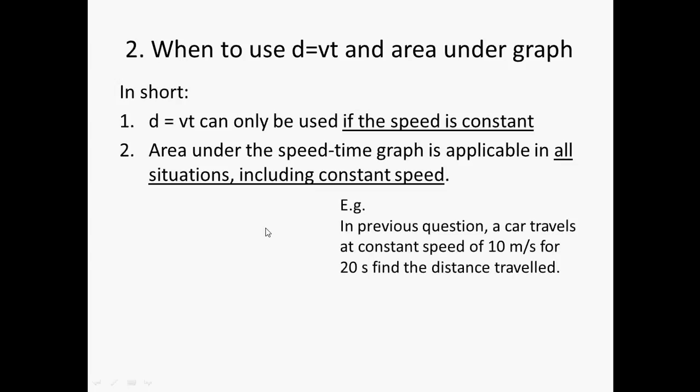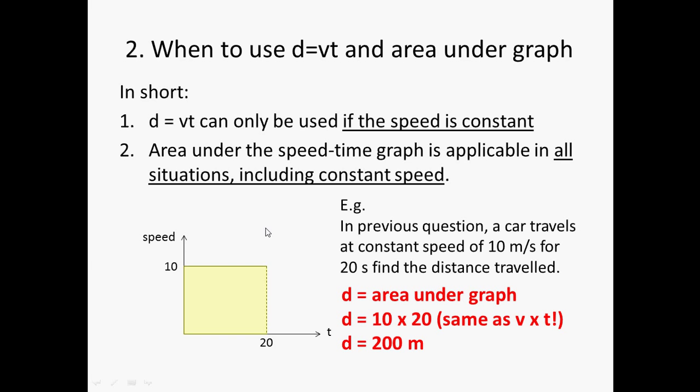Okay, you remember this is the first question that was given in the previous slide. That is, the car travels at a constant speed of 10 meters per second for 20 seconds. Find the distance traveled. So obviously, mentally you will already arrive at the answer, 200 meters. But actually you can use area under the graph to solve for it. If you draw the speed time graph, you realize that it's a straight horizontal line, and if you want to find the area under the graph, it's obviously equal to 10 times 20. So you get the same answer of 200 meters.